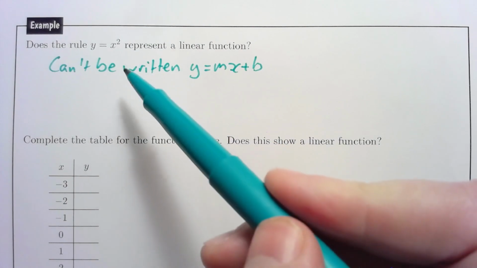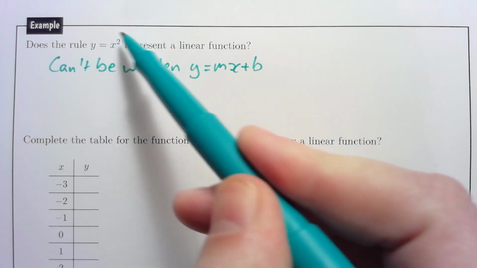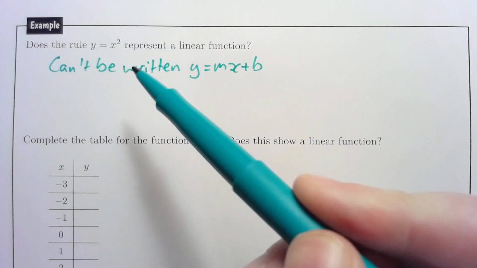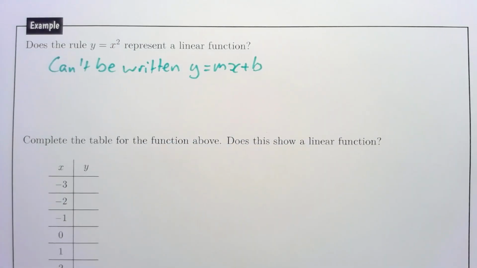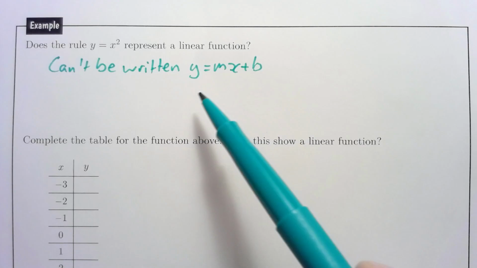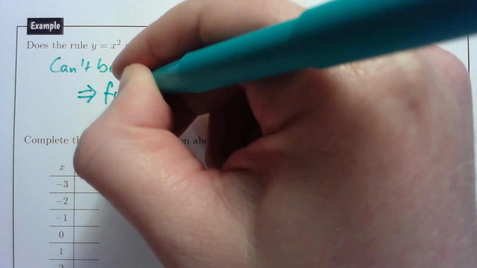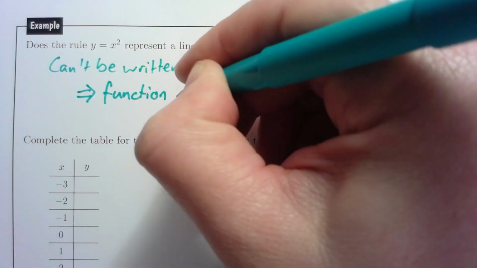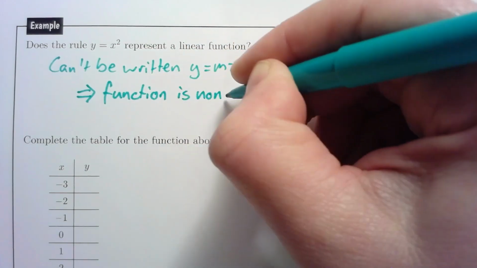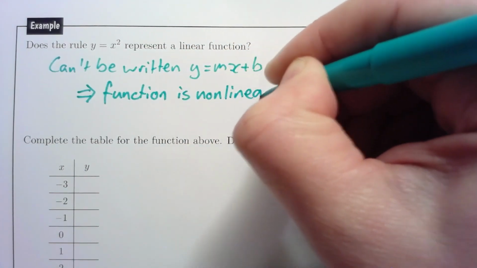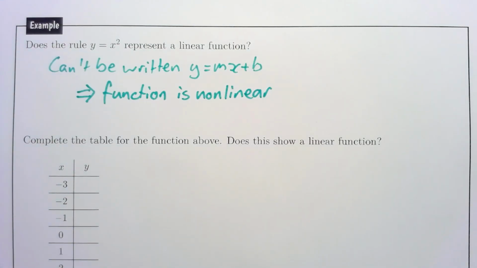Okay, and in fact, anytime you have x to the power of something written like this, you've turned it into a function that is not linear, and you won't be able to write it as y equals mx plus b. So this is a nonlinear function. It's all about that power being on the x. It means it can't be linear no matter what we try.